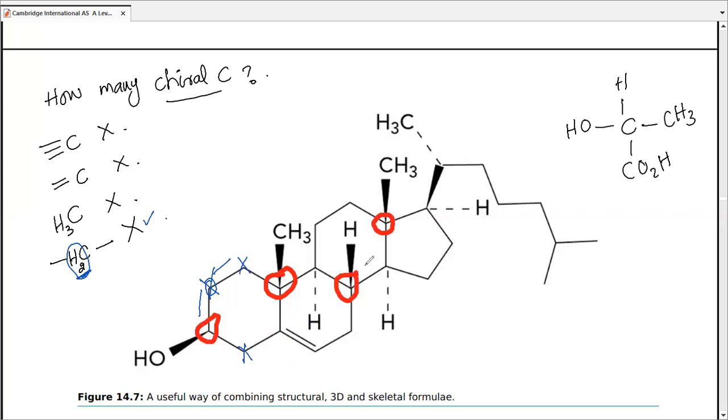Now let's keep crossing the ones that are not true. CH3, CH3, CH2, CH2, CH2, CH2, all right, CH2. No, this one is CH. Let's not cross this one. CH3. This one is not right because of single bonds. This one is not right. This one is not right.